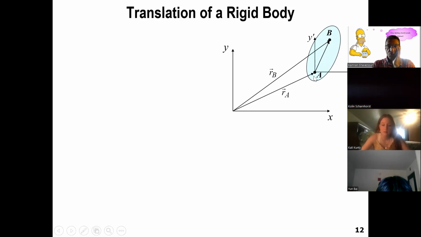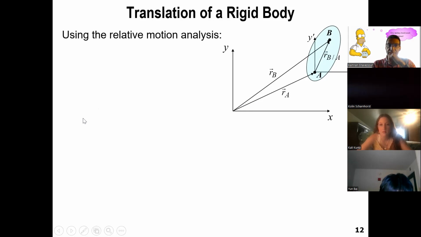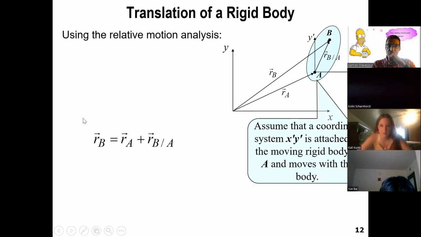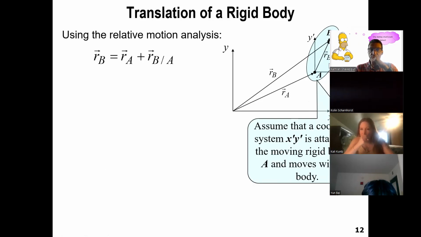You can write the relative motion between any 2 points in the universe. I pick the 2 points on the same rigid body. And if I do that, technically, the position vector of B is the position vector of A plus the position of B with respect to A in this moving coordinate system, which is this guy, r_B/A, right? So if you write that, we're going to get r_B equals r_A plus r_B/A. Any question about this?